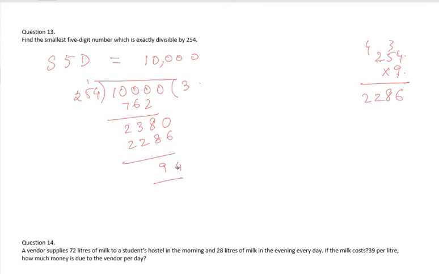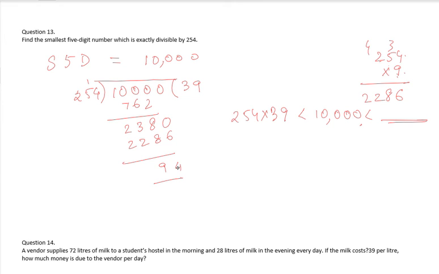How many times? 9 times. So 254 into 939 is a number just less than 10,000. But the question is to find a 5-digit number exactly divisible, the smallest 5-digit number. So if I subtract anything from 10,000, I will get a 4-digit number.